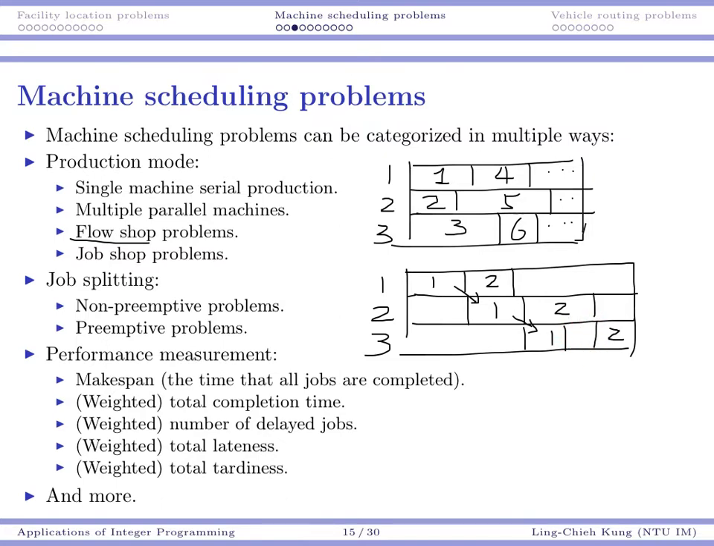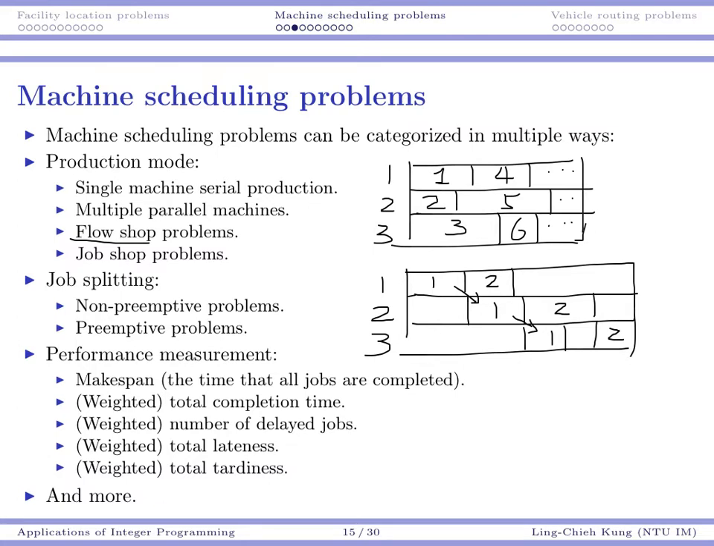Sometimes you talk about performance measurements. That typically gives you different objective functions. For example, you may talk about makespan. Makespan is a special word for scheduling. That is the time that all the jobs are completed. Okay, makespan. So it's the completion time of the last job.